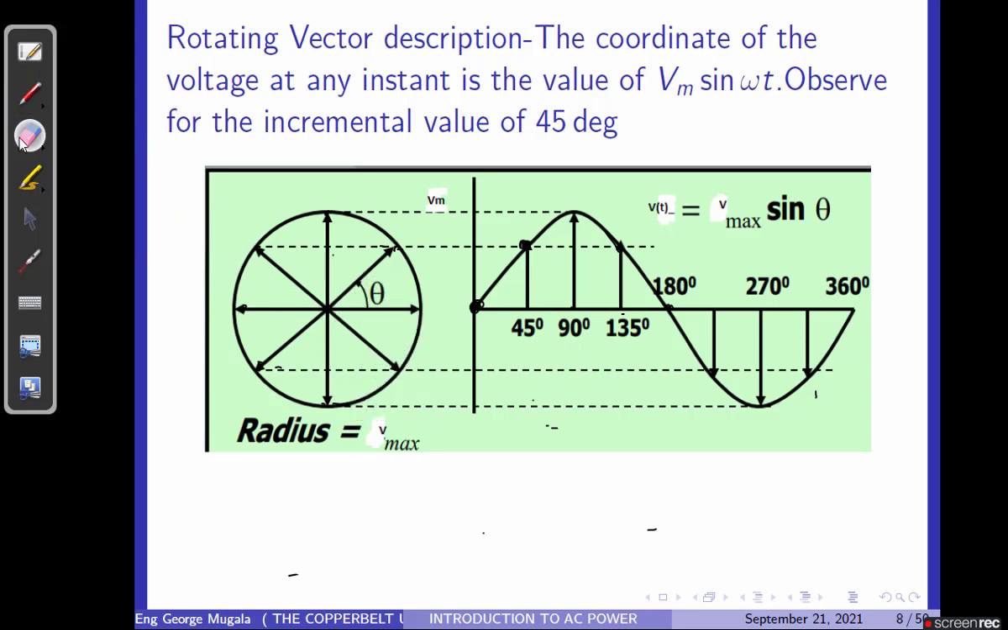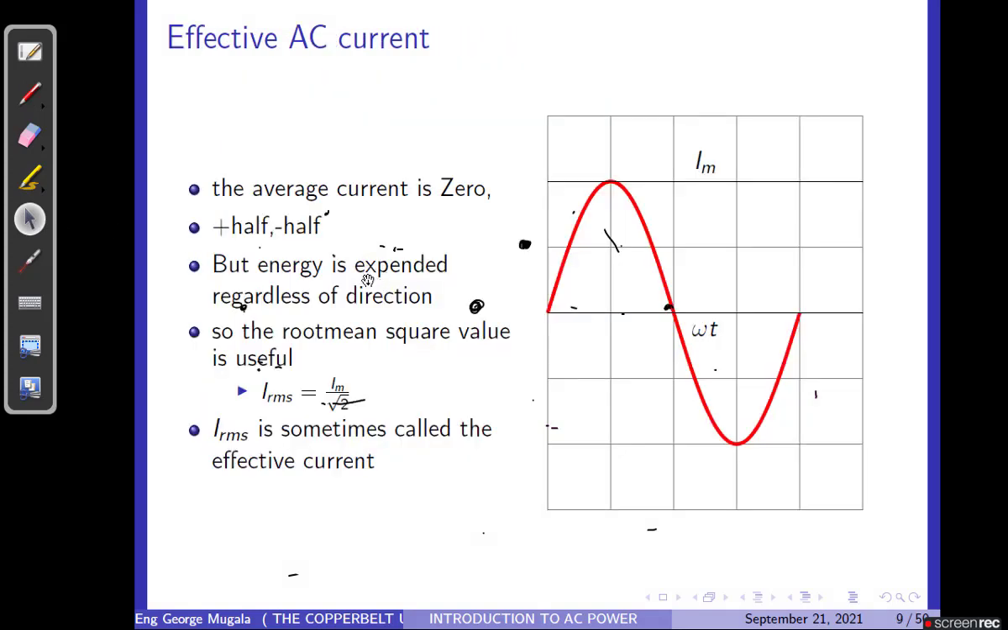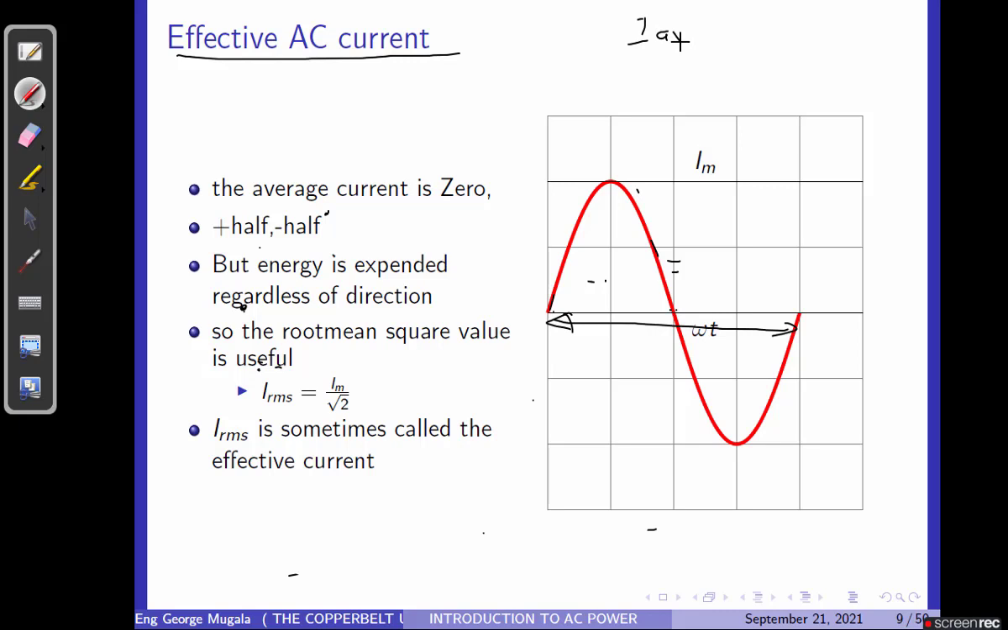Let's make some progress. Now, when we talk about the effective current, one of the things that becomes difficult to understand is this: I have a current that looks like this. The question that comes is, what is the average current? If you look at the average current of this, the positive part is symmetrical to the negative part, so we can find the average of this, and the average is actually zero.